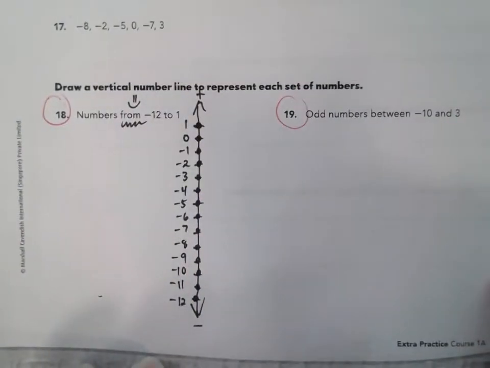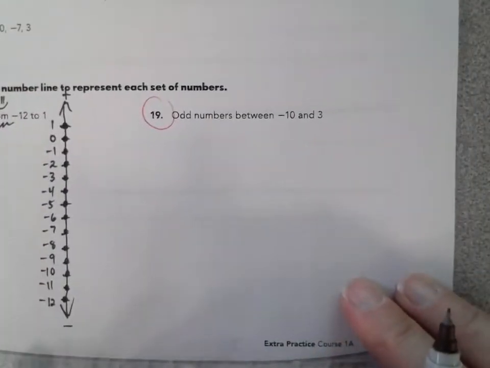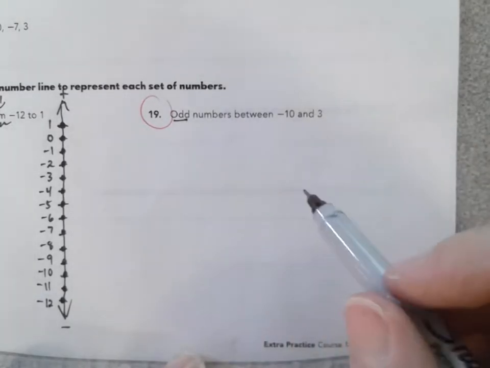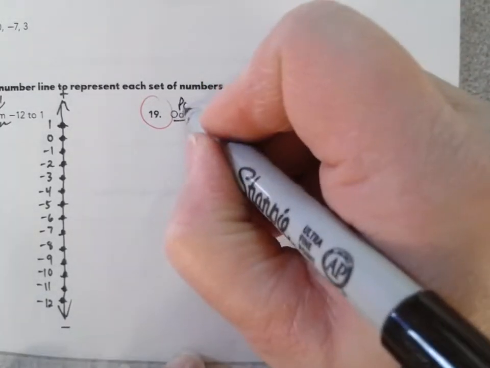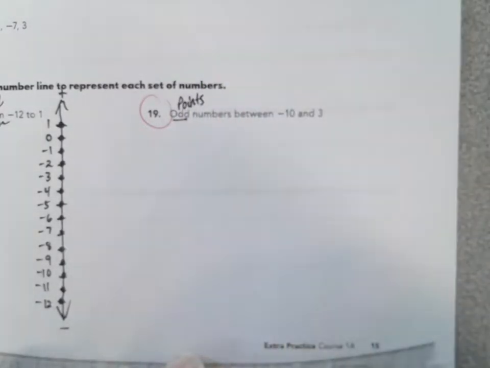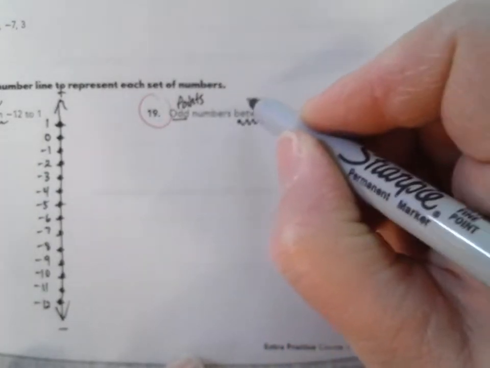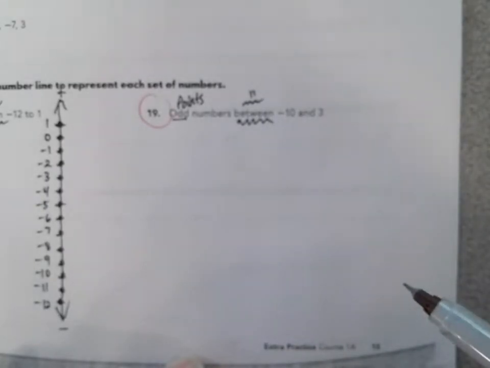Well, I see we're losing our focus, but I think we're back. Number 19, be careful. This one says something different. It says odd numbers, which I'll deal with in a minute, meaning I need to put points on the odds. But then it says between, and I remember between is a bully. He leaves out the endpoints. And next I need a vertical number line that goes from -10 to +3. So let's see if we can focus this one more time.